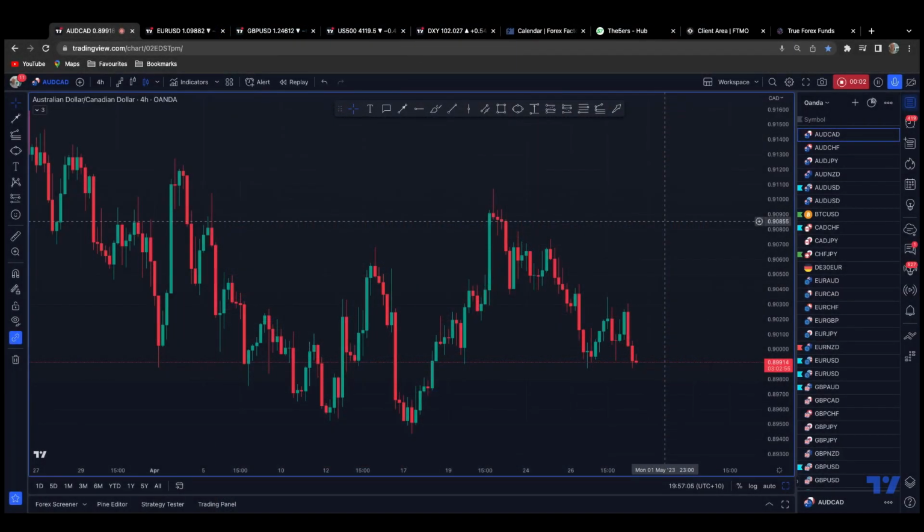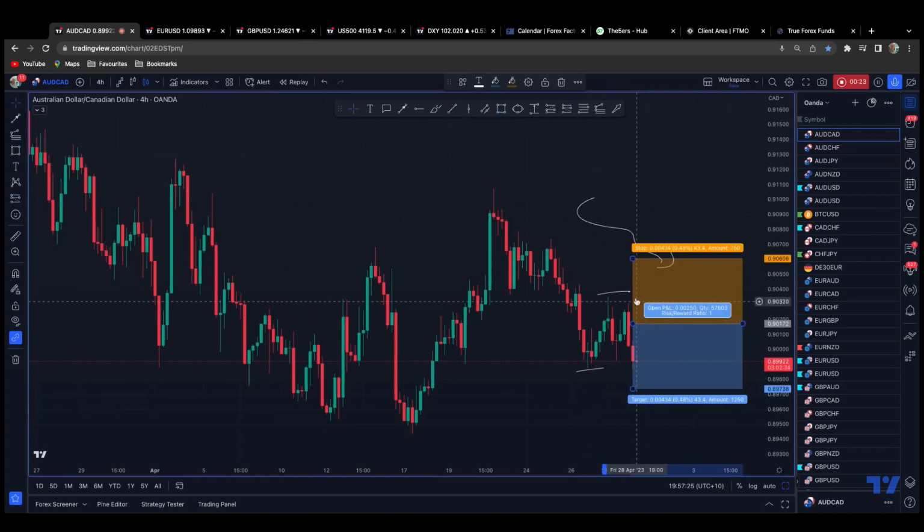Traders, Anthony here looking at the Aussie CAD. So we can see on the 4-hour chart this is trending down. We have lower lows, lower highs, so the market structure is bearish. I'm looking for an opportunity to sell. I'm going to go in with a short position back up in this level here.